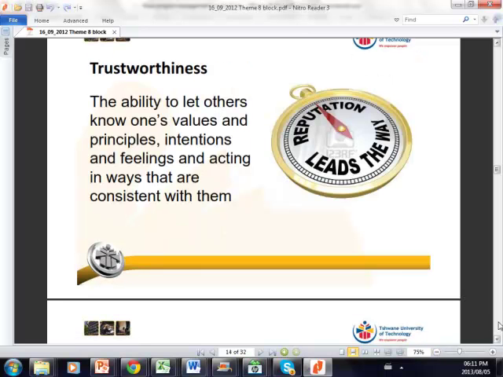Okay, so trustworthiness. Oh, sorry, let me just pick these up. Okay, so trustworthiness is the ability to let others know one's values and principles, intentions and feelings, and acting in ways that are consistent with them.